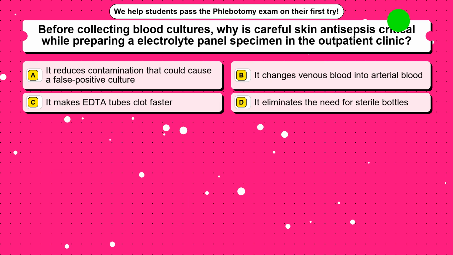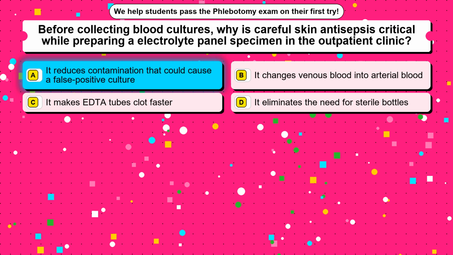Question 61. Before collecting blood cultures, why is careful skin antisepsis critical while preparing an electrolyte panel specimen in the outpatient clinic? Option A. It reduces contamination that could cause a false positive culture. Option B. It changes venous blood into arterial blood. Option C. It makes EDTA tubes clot faster. Option D. It eliminates the need for sterile bottles.